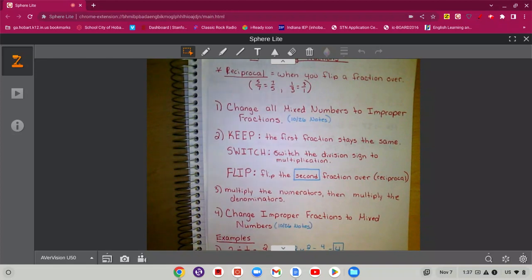So if you do not still have these notes, I'm going to give you a few seconds to take a screenshot with your camera of this page. That way you can refer back to this. And remember, with these videos, you can always pause them if you need more time.